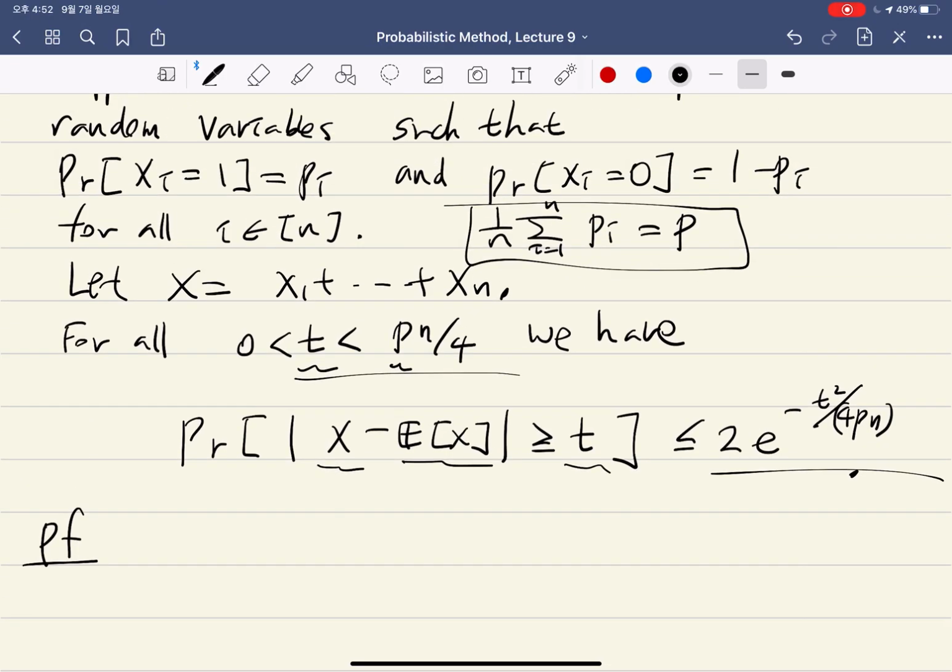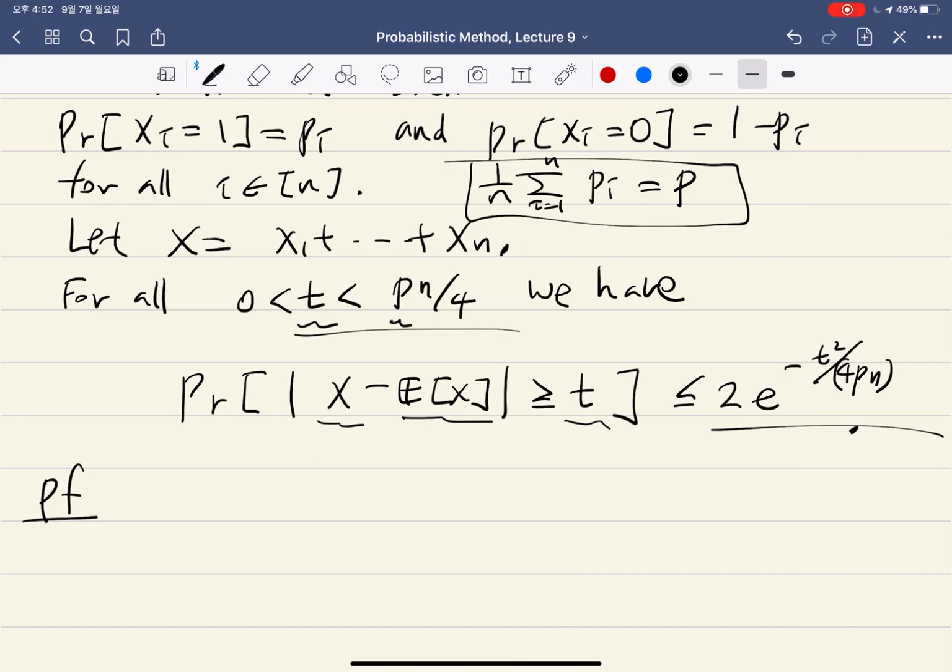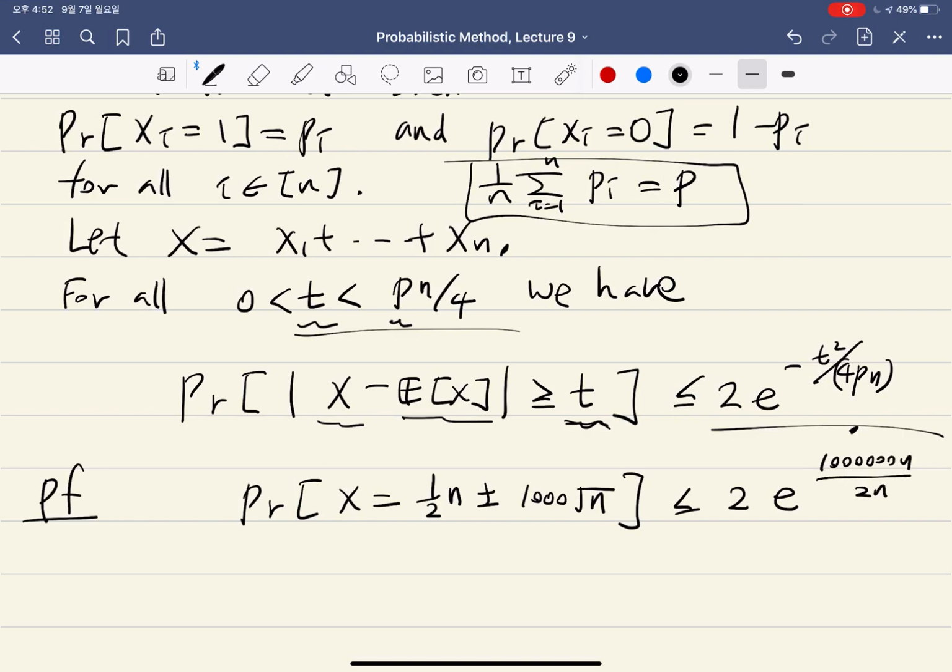So this shows that if we consider flipping a coin n times, then the probability that the number of heads deviates from half n by, say, 100 square root of n, you apply this, then that's the probability that x is, this is almost 2 times e to the negative 1 million n over 2n. So you get some small number here. Let's write it this way: with probability 1 minus some small probability, it is concentrated in here.